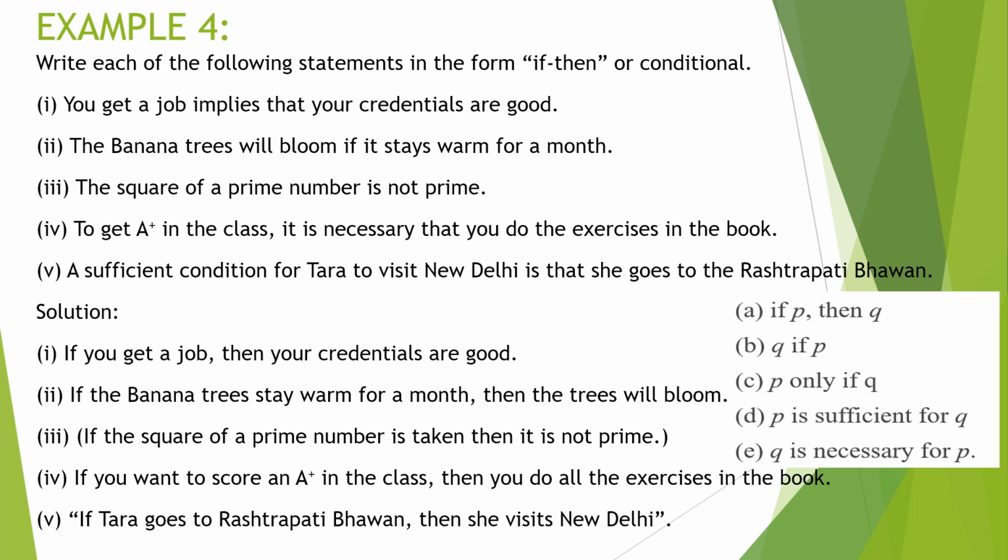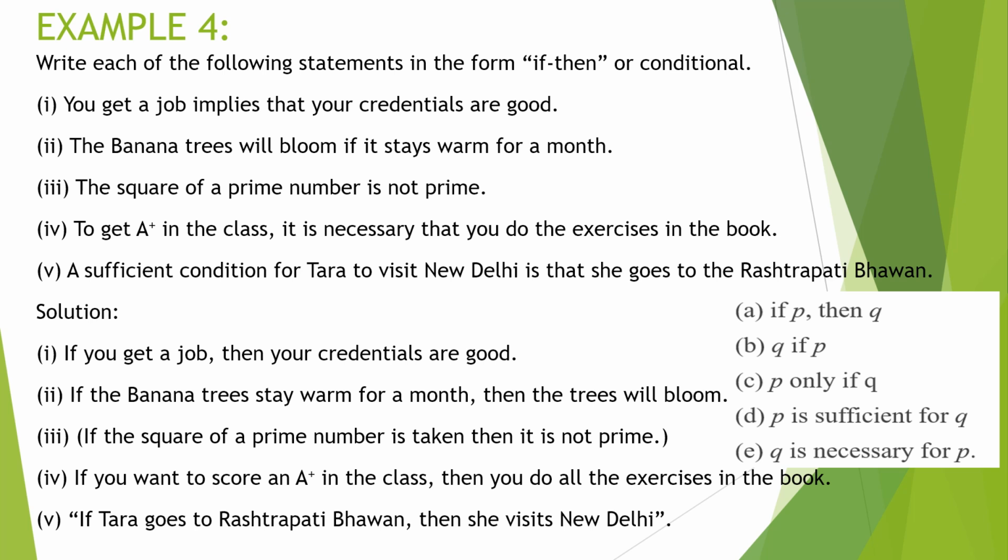Third case, the square of a prime number is not prime. If the square of a prime number is taken then it is not prime. Right? So first of all, if you take the square then it can be either prime or not prime. So it is of the form if the square of a prime number is taken then it is not prime.